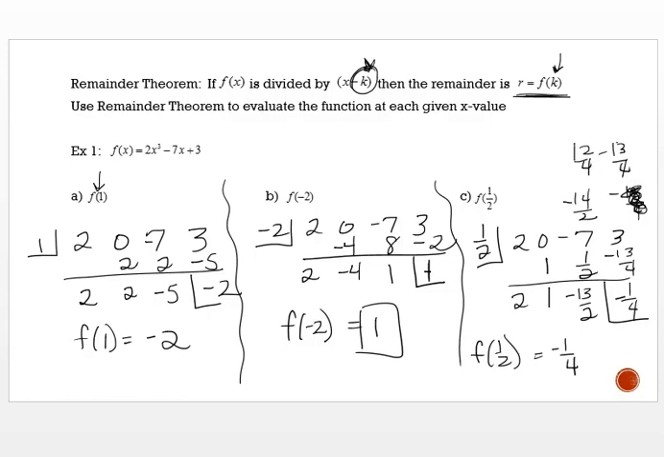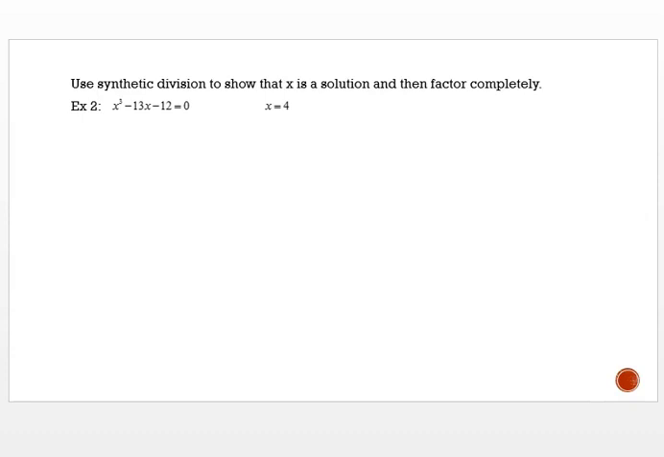All right, so there's some fractions you have to think through, but it's not every problem, and you should be able to handle it. The next type, I should say, says use synthetic division to show that x is a solution. Okay, you're going to know x is a solution if you get a remainder of 0. That means the remainder equals 0. And then factor it completely. So we're going to take that x, factor it down, and then finish factoring it till we know all the roots of the equation.